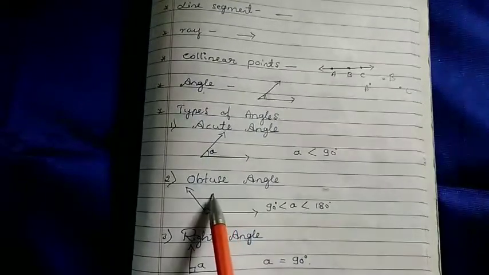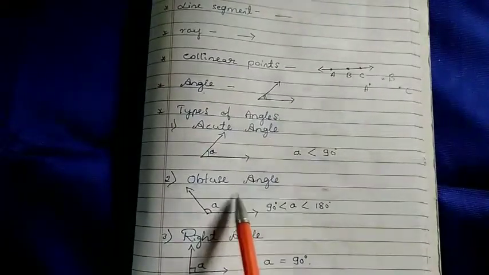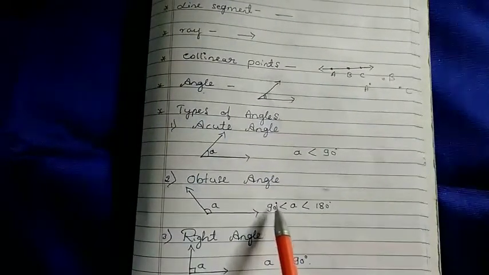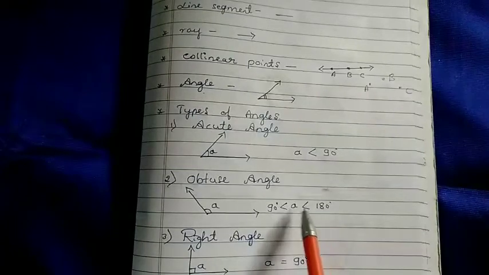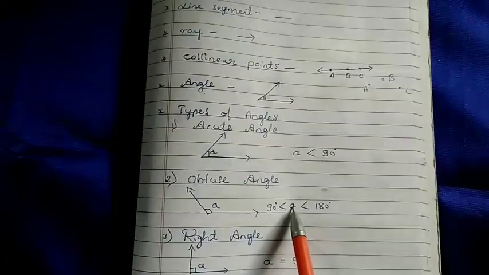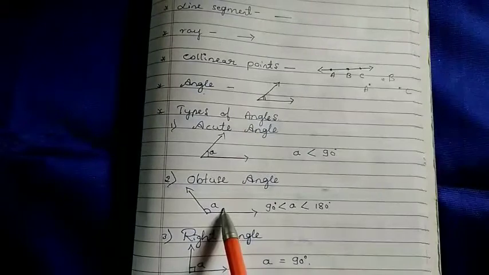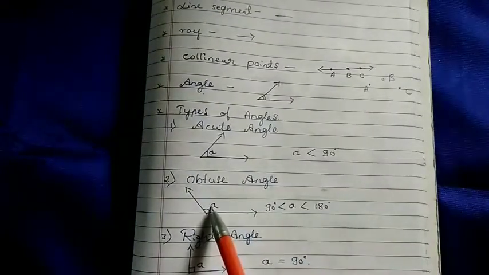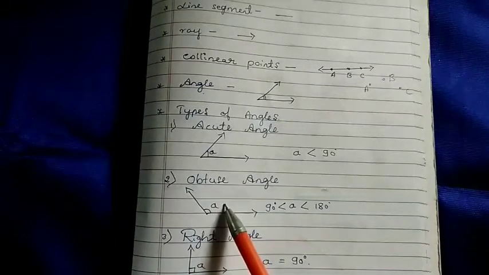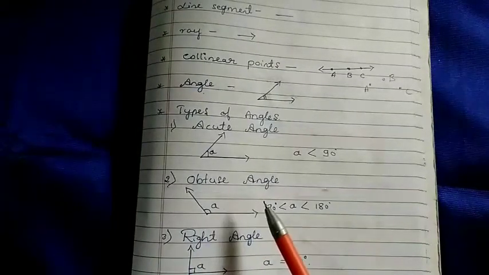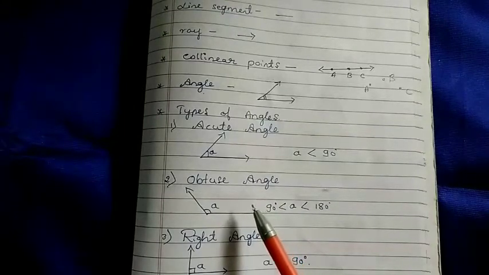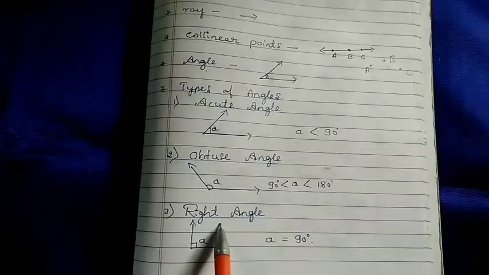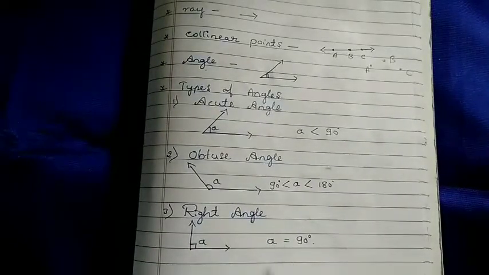Next is obtuse angle. An angle that measures more than 90 degree and less than 180 degree is called an obtuse angle. You can give examples. Here angle A is equal to 100 degree, 120 degree, 150 degree, 160 degree, and so on. Right angle is exactly equal to 90 degree.